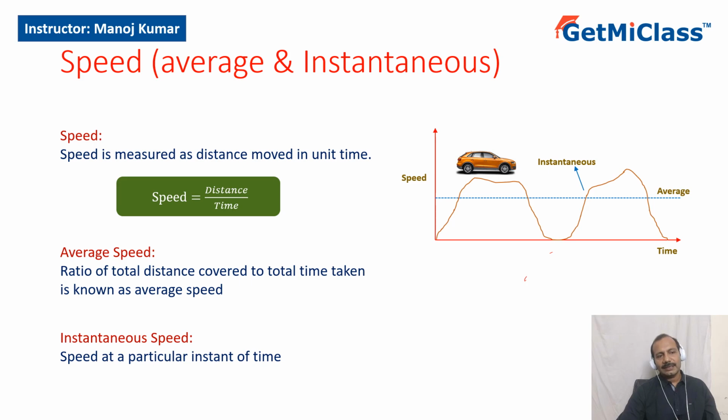Average speed is the ratio of total distance covered to the total time taken. So the total distance covered to the total time taken is average speed. And what is instantaneous speed? Speed at a particular instant of time.